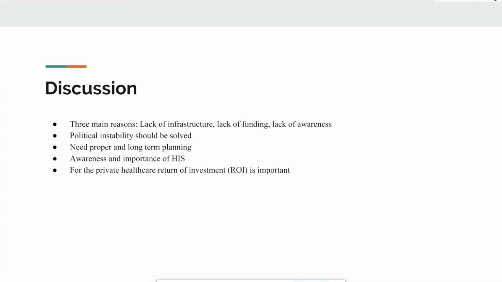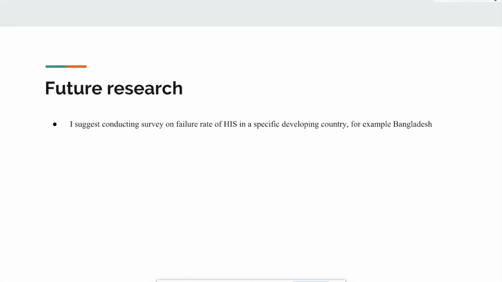After analyzing the results, I can also say that IS implementation in developing countries cannot be solved within a short period. It will need proper planning and proper use of resources, especially for developing countries. Affordability of the system may have a very positive influence on management's decision to install an IS in their organization. That's all.